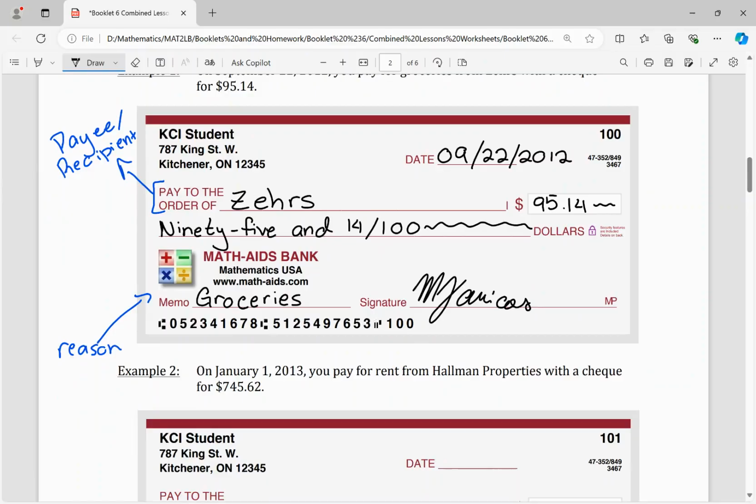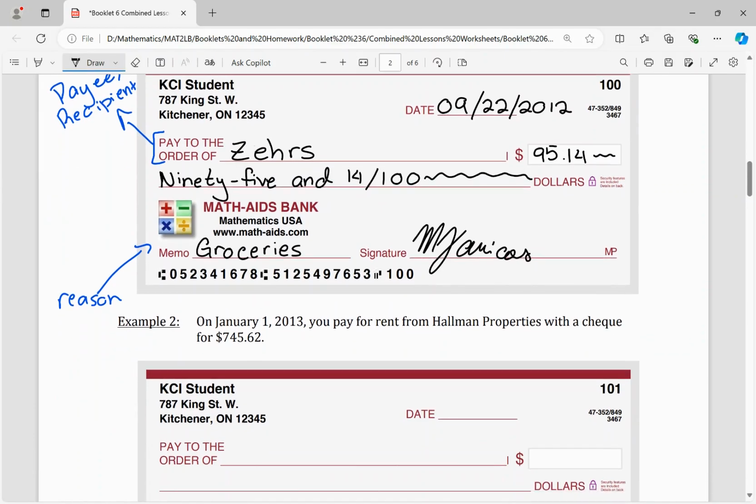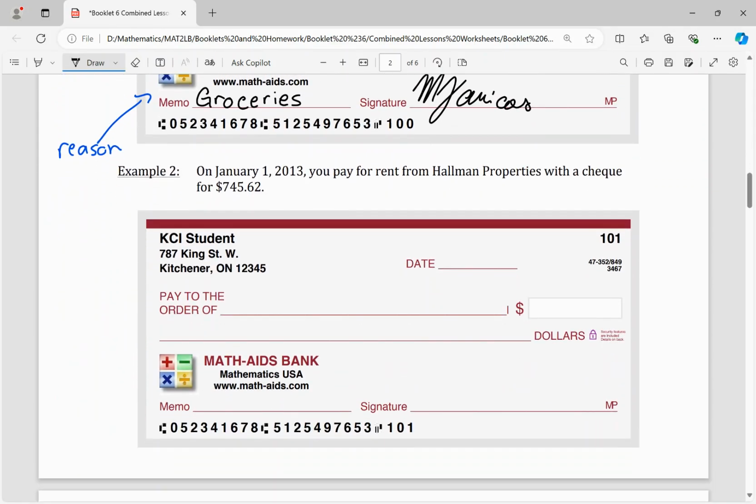Let's do one more together, and then I'll give you time to practice. Now, this is a much more reasonable use of a check. On January 1st, 2013, you pay for rent from Hallman Properties with a check for $745.62. So the date is January 1st, beginning of the month, beginning of the year, actually. So that's 01/01/2013. Write that next to your date.